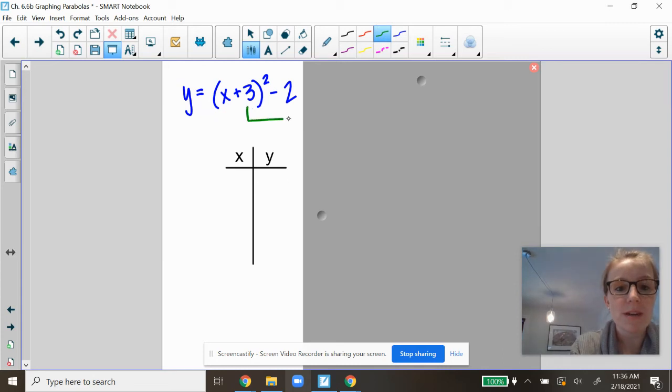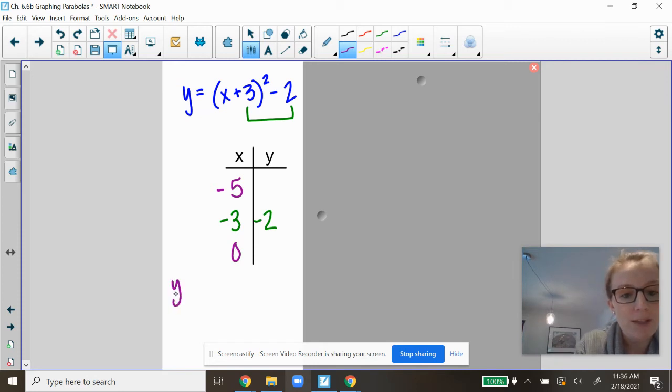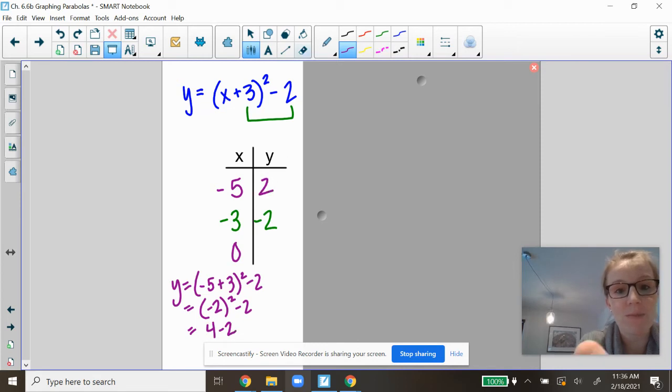Hopefully you see here that my vertex is really nicely -3, -2. I'm going to choose the point -5 before that and the point 0 afterwards. So I'm going to do my work down here. So if I say y equals (-5 plus 3) squared minus 2, -5 plus 3 is going to get me to -2 squared minus 2. Negative 2 squared is 4, so 4 minus 2 is going to get me to a value of 2.